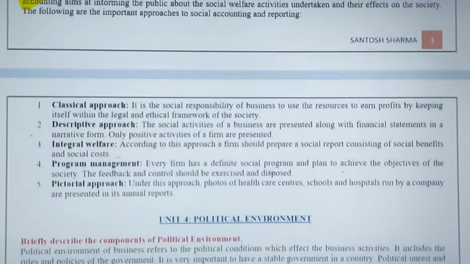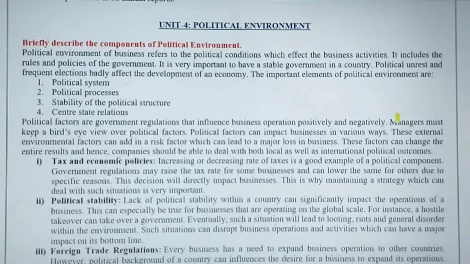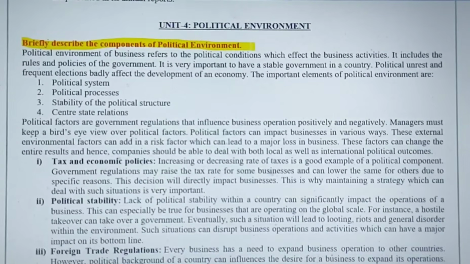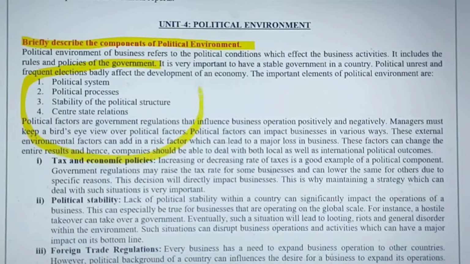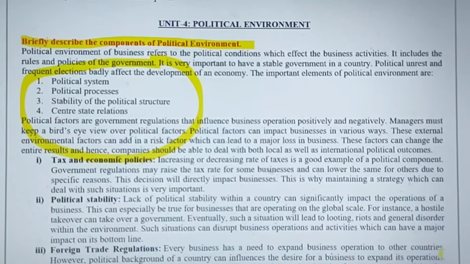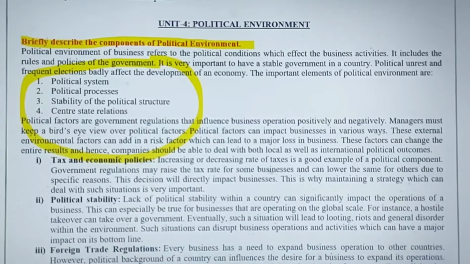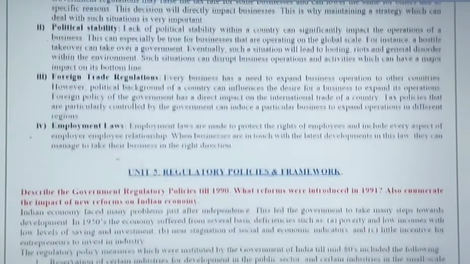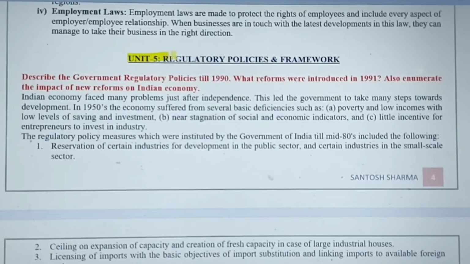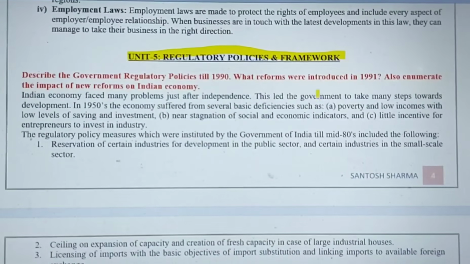Do revise this properly. From Unit 4, Political Environment, you should revise the different components of political environment. All these 4 components you can describe in your answer, like political system, political processes, political stability, foreign trade relations, and employment laws. From Unit 5, Regulatory Policies and Framework.